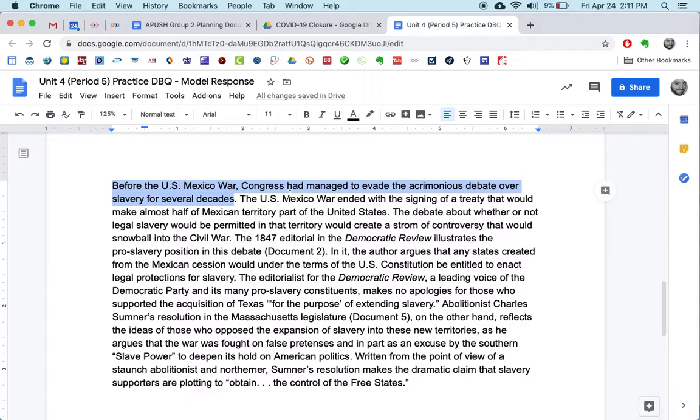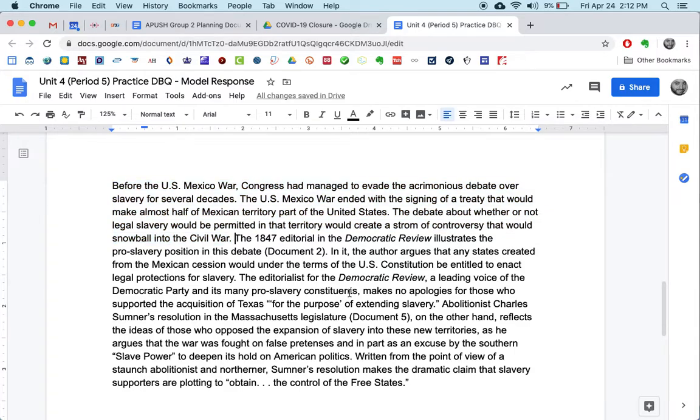Before the U.S.-Mexico War, Congress had managed to evade the acrimonious debate over slavery for several decades. The U.S.-Mexico War ended with the signing of a treaty that would make almost half of Mexican territory part of the United States. The debate about whether or not legal slavery would be permitted in that territory would create a storm of controversy that would snowball into the Civil War. That's it. I connect the dots between the westward expansion and divisions around slavery.